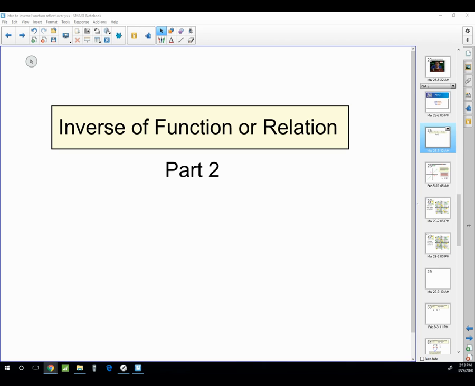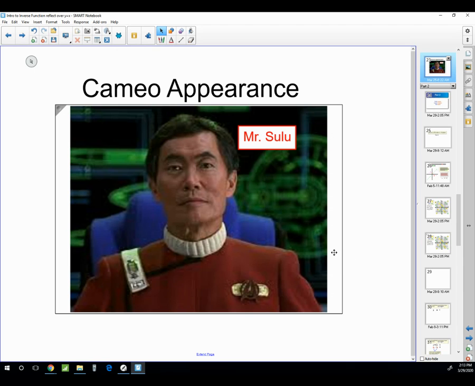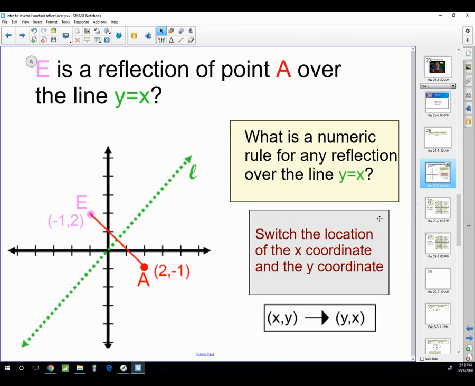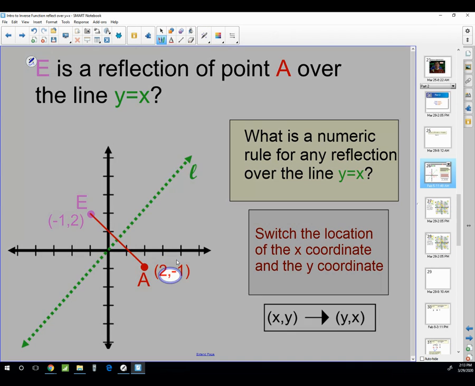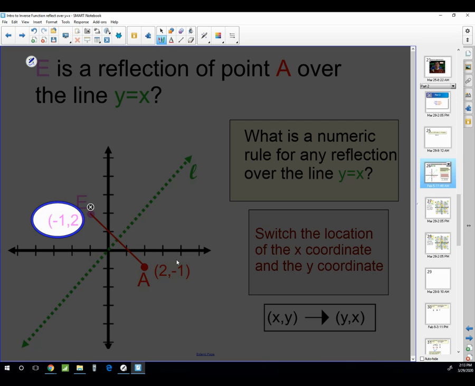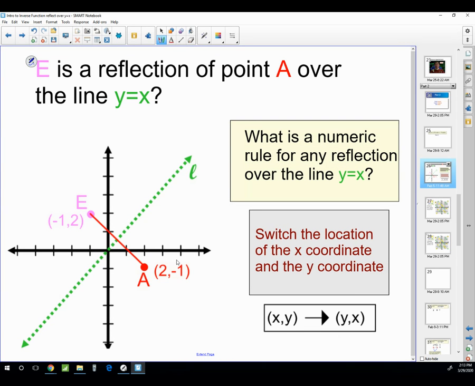We're going to do the second part of inverse function. But before we do that, let's review the first part. Remember, we had a cameo by Mr. Sulu. Thank you, Mr. Sulu. And what we saw was that when we reflected a point over the line y equal x, all it did was switch the coordinates. Okay, anyway, they switched. Just don't make that difficult.